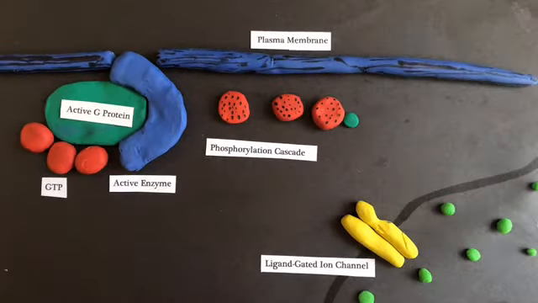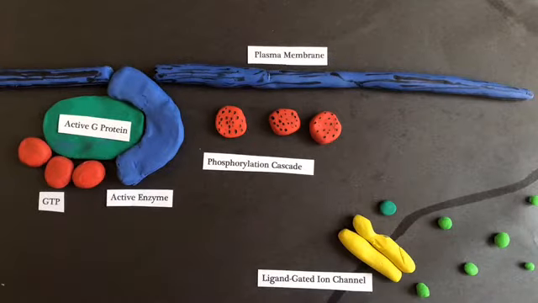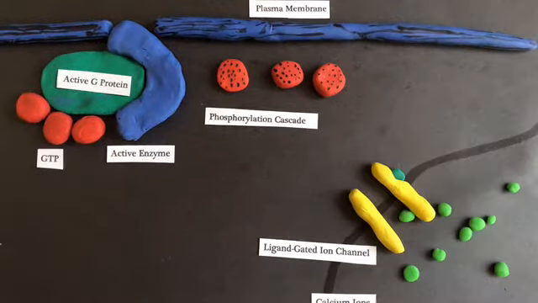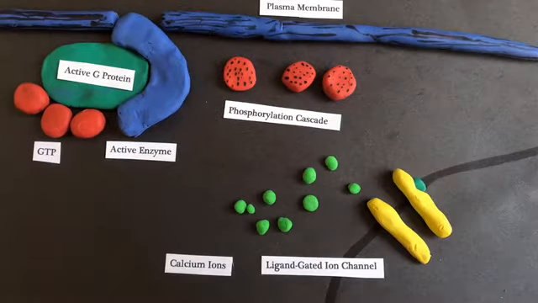This continuous phosphorylation then results in a protein being released to the endoplasmic reticulum, which concludes the transduction. This protein will bind to the ligand-gated ion channel in the endoplasmic reticulum. After the protein binds, calcium ions are released, which is the cellular response.